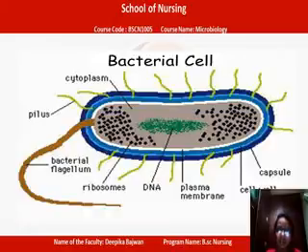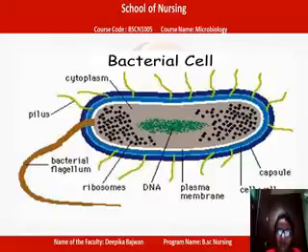Here you can see a picture of a bacterial cell. In this bacterial cell you can see there are different structures which are labeled. Here you can see there are cytoplasm, pilus, flagellum, ribosomes, DNA, plasma membrane, cell wall, and the capsule. So we are starting describing the structure from the outside.